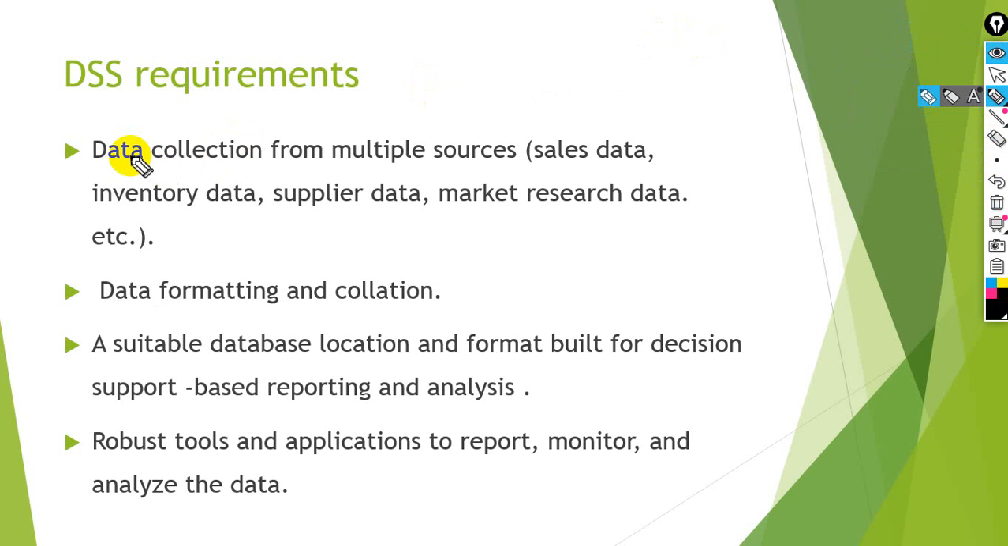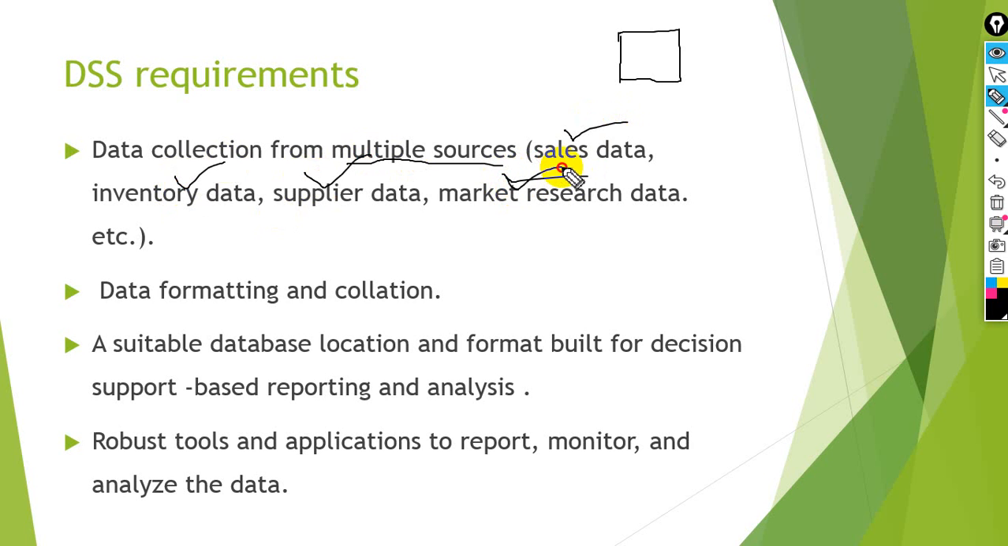For a decision support system, as I said before, the system makes decisions on the basis of data. If there is no data in the MIS system, then the DSS cannot work. So the first requirement for the DSS system is data collection from multiple sources. So we need to collect data from multiple sources. For example, sales data, inventory data, supplier data, market research data.